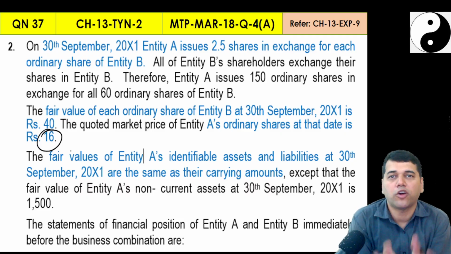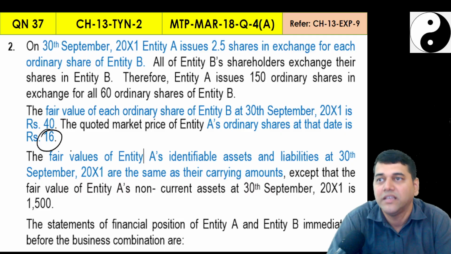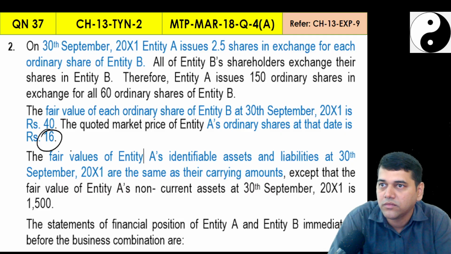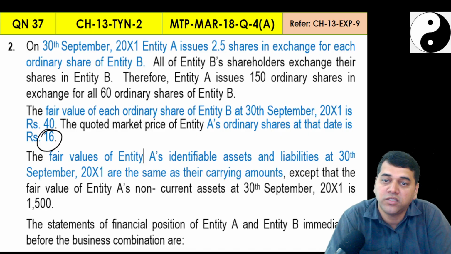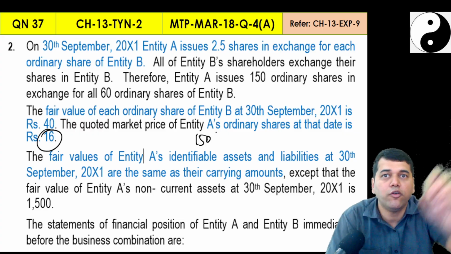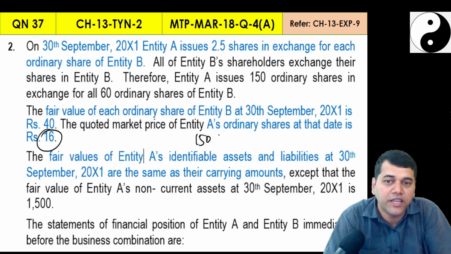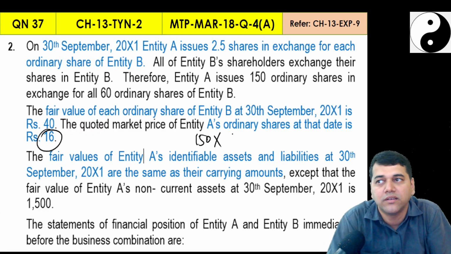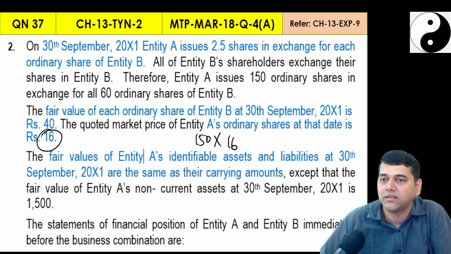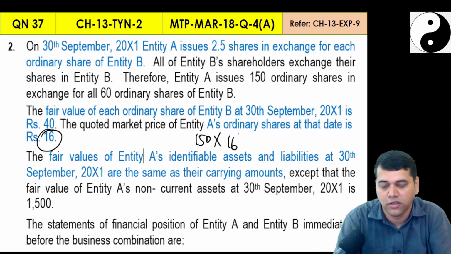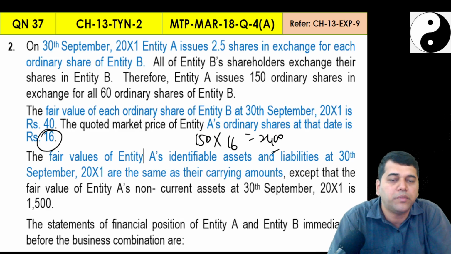If it was a normal combination, what is the purchase consideration? Is it cash issued? No. Shares issued? Yes. How much? 150. A gave 150 to the B shareholders. Into whose fair value should I multiply? 16, A's ordinary share price. So 150 into 16, you would have said 2400 is the purchase consideration.